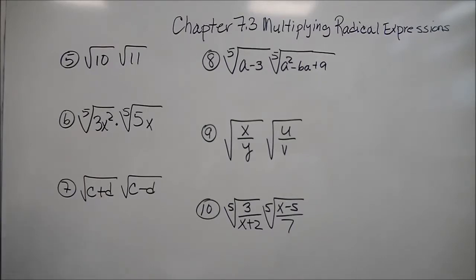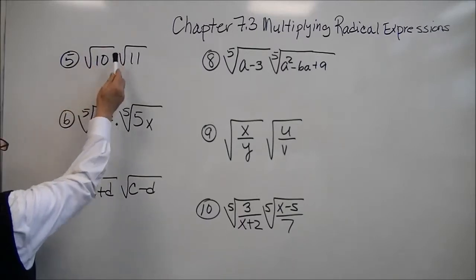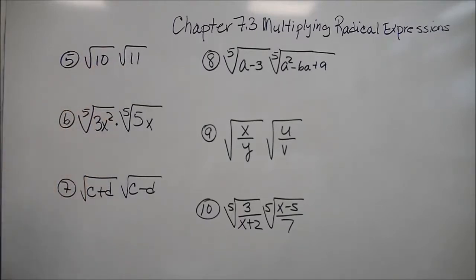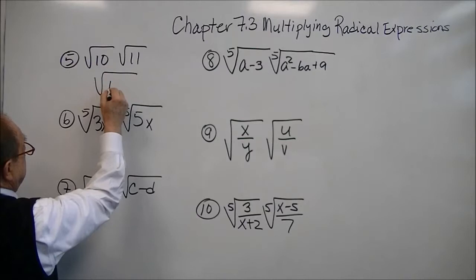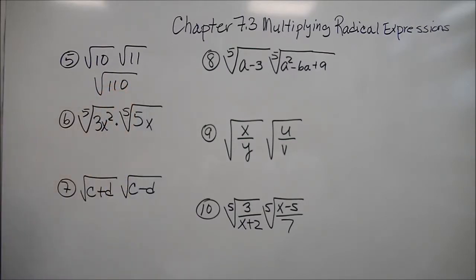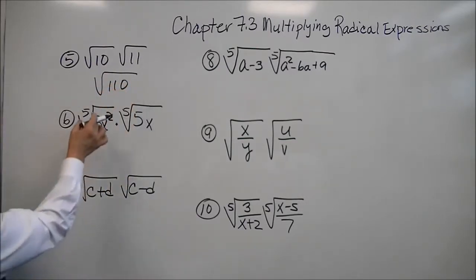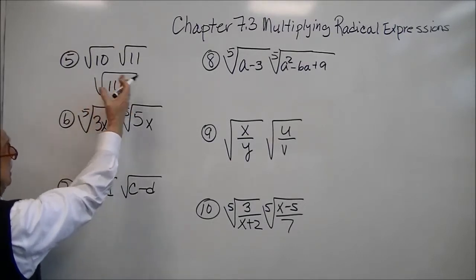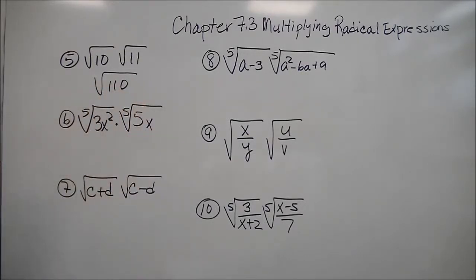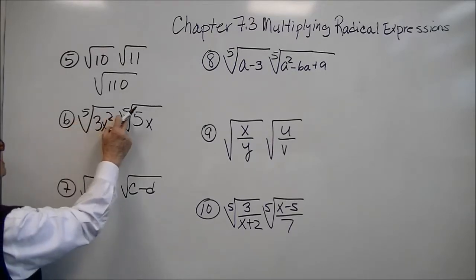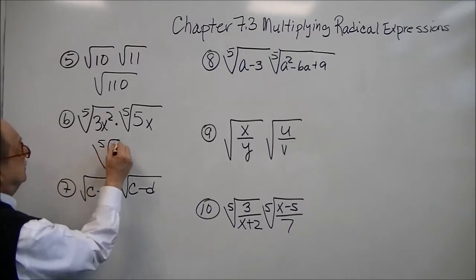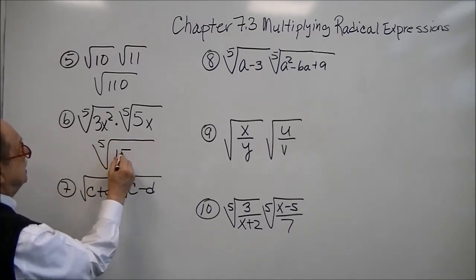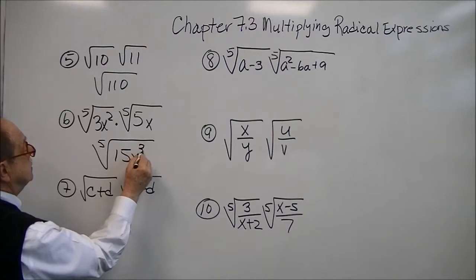into it. Now if the index number is the same, then the rule is you just multiply the radicands. So this will be the square root of 110. And there is no perfect square, so we can't simplify that. Again, if the index numbers are the same, we just multiply the radicands. So the fifth root of 15x cubed.